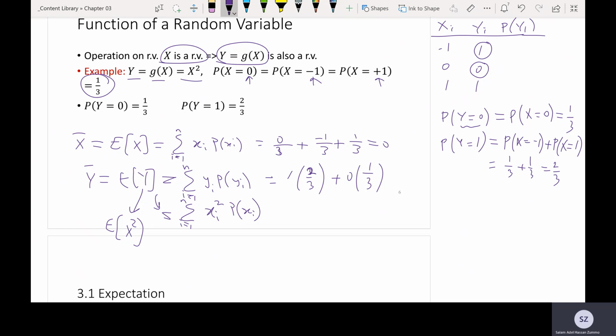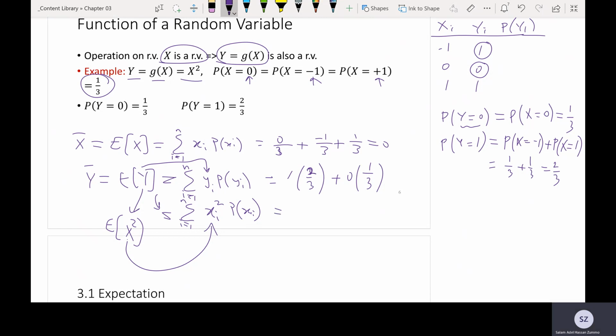Either I take it from here and call it y and find what the values of y are, or instead of the expected value of y, I write the expected value of x squared and take whatever is inside here. This way is shorter. Here it's a very simple calculation, but I can give you a random variable that requires some calculations. Either you go through this table and find the new values of y and the probabilities of y's, or you just replace y by x squared and do it.